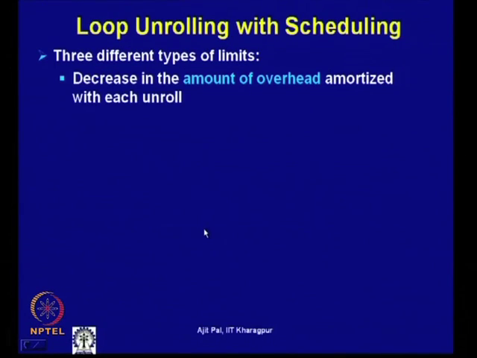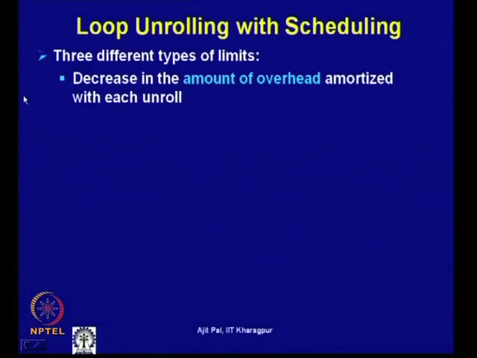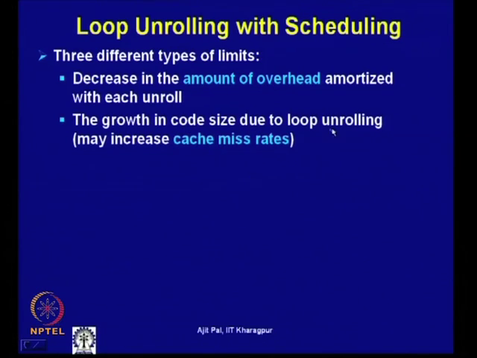Now, this loop unrolling has three different types of limits. Number one is the decrease in the amount of overhead amortized with each unroll. As you are doing the unrolling, with each unroll you are able to reduce the amount of overhead. And we have seen that for each unroll you are able to reduce two instructions. So, this is happening.